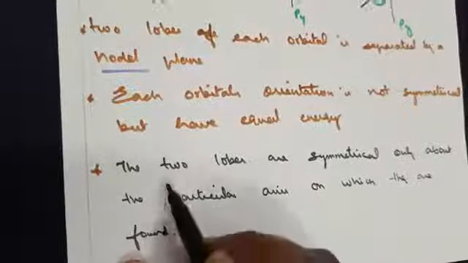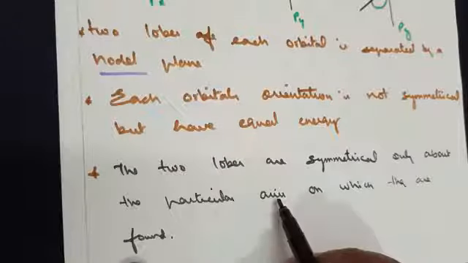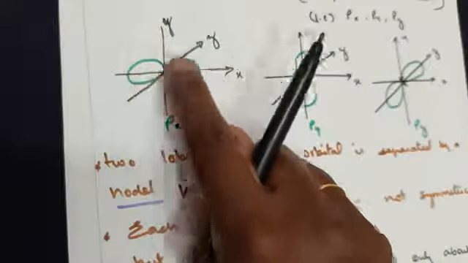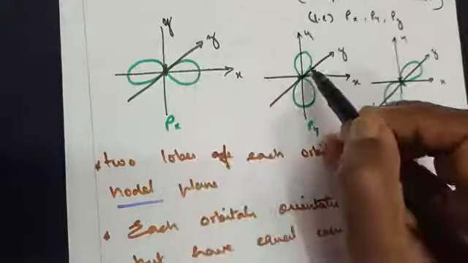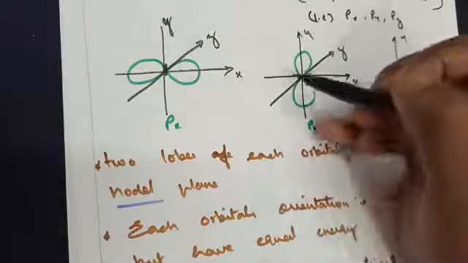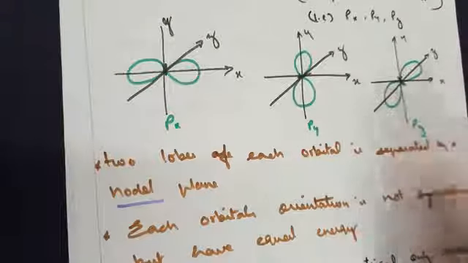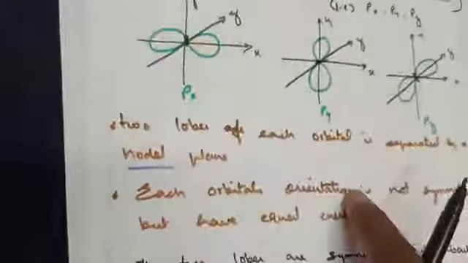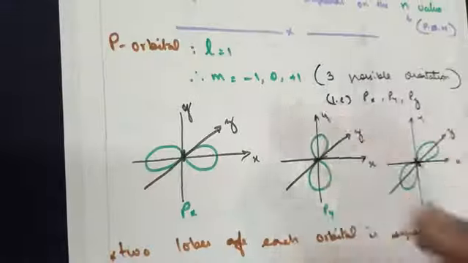And the last point, the two lobes are symmetrical only about the particular axis on which they are found. So these two lobes are symmetrical to one another because they are falling on the same axis. Here also, on the same axis, only a positive and a negative lobe. So they are symmetrical about their axis, not symmetrical when compared with the next orbital. These are the few points you need to remember in terms of p orbital.